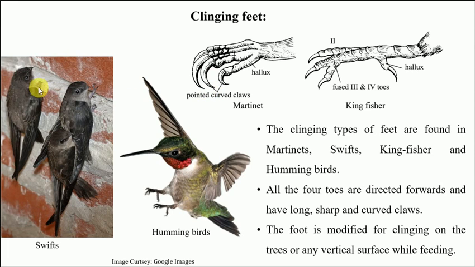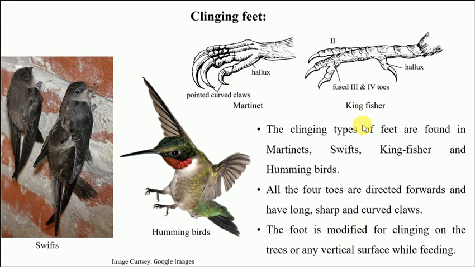So particularly if you see the legs of the swifts, they are able to climb on the walls also, and for that purpose here you can see all the four toes are directed in a forward direction and provided with highly pointed and comparatively longer claws. So this kind of modification of their toes and feet is useful for clinging to any substratum which has a vertical surface.